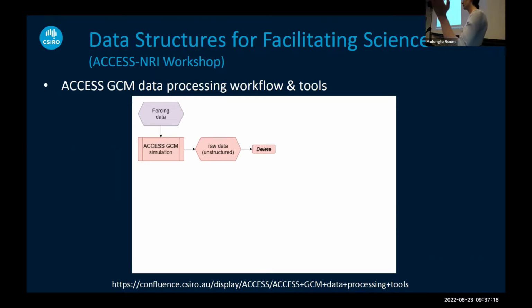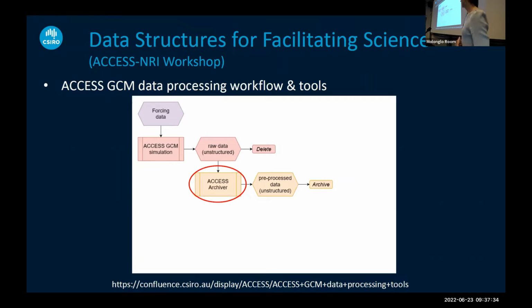This is data that is relatively chunked into months or years. When it comes out of the model, we're looking at PP files that are UM-based files. Ultimately, these will get deleted as we follow this processing along. We've developed a tool called the ACCESS Archiver. I know some people in CLEX are starting to use it.